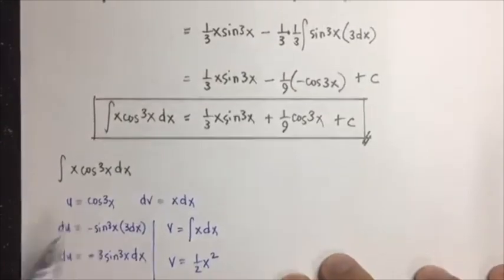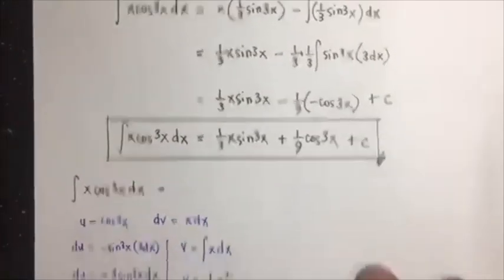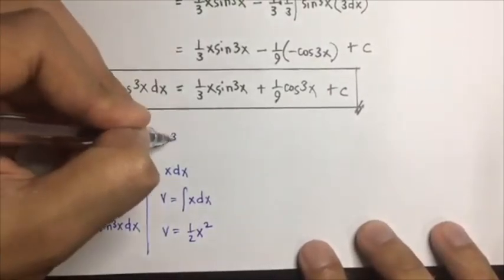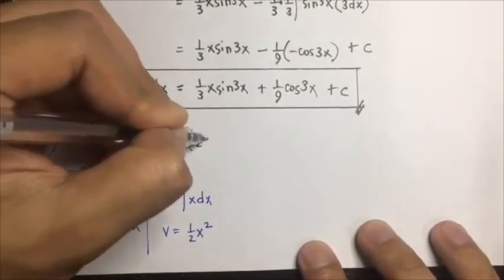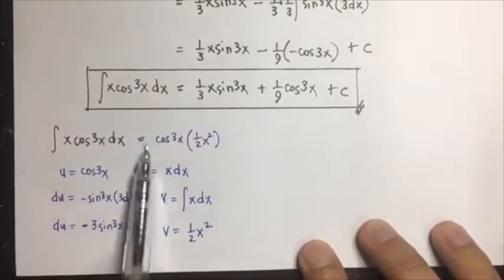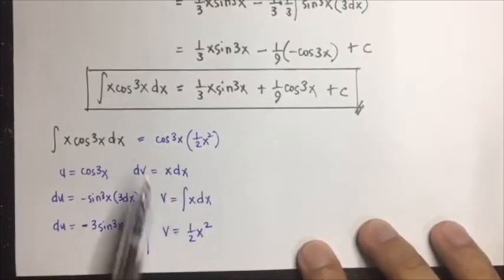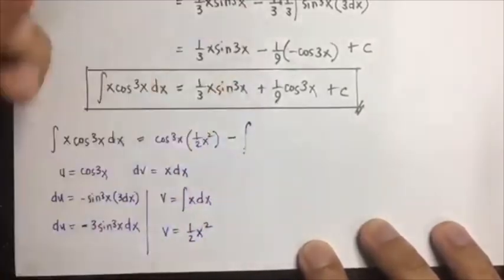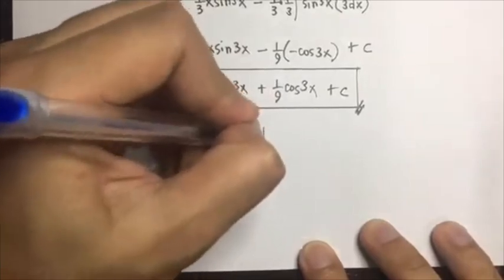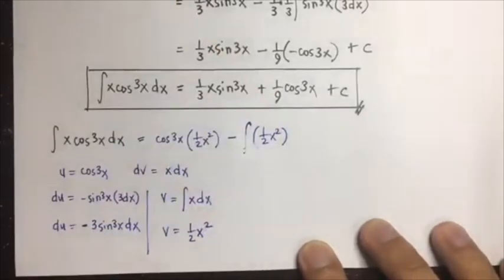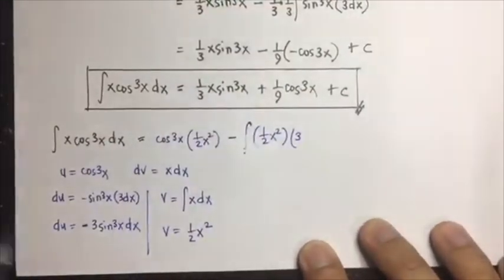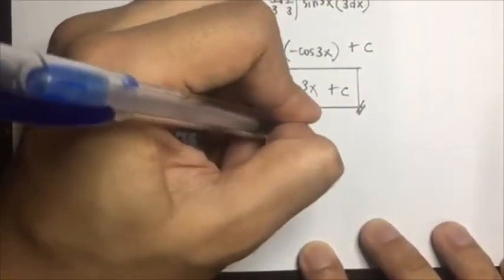Okay, so using integration by parts, the formula was uv minus integral of v du. So u times v, cosine of 3x times 1/2 x squared. Okay, so this is our u and this is our v. Looking good so far. Minus integral of v du. So our v is 1/2 x squared. Our du is negative 3 sine 3x dx.